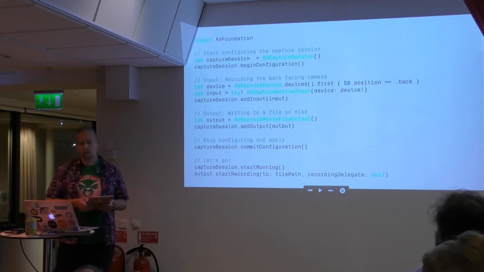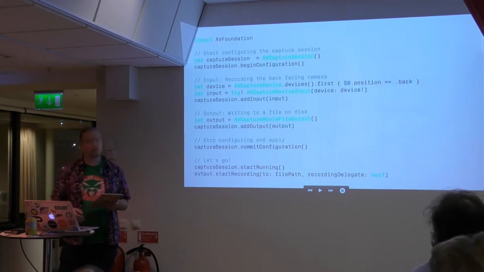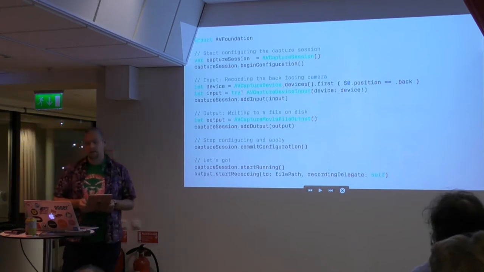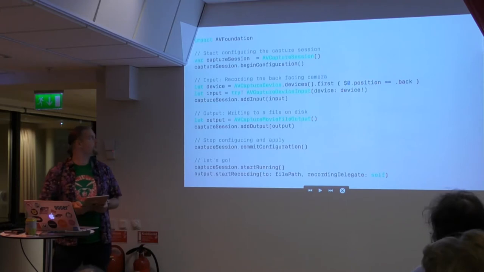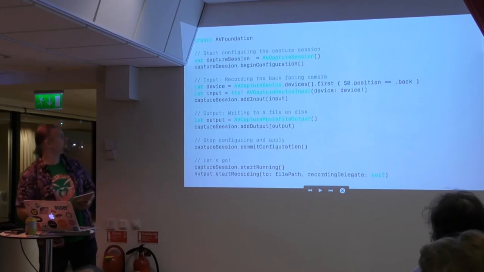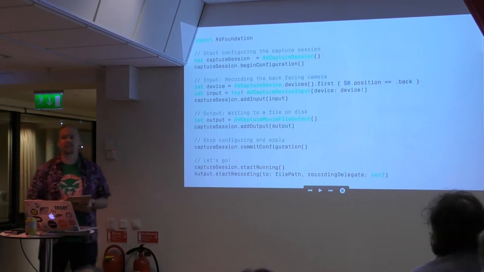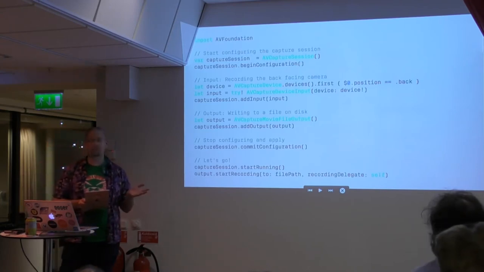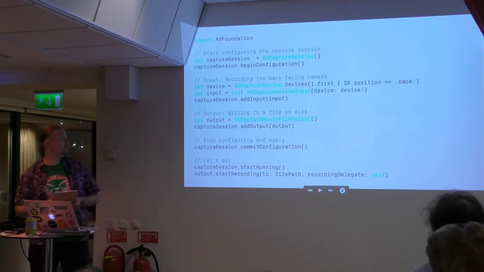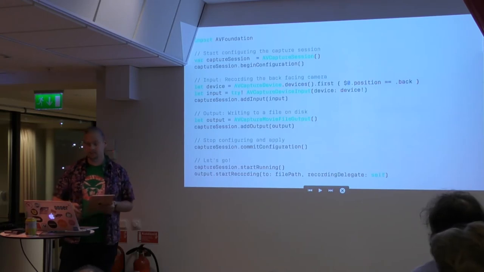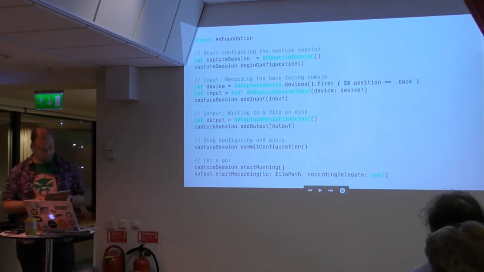So you begin configuration, you find the device you're interested in. In this case, I'm interested in the back camera. And I open it up with a try exclamation mark, because this is sample code. Please don't do it. I attach it to the capture session, and then I say, can you make a file out of this for me, please? And add this as the output. Commit it, start running, and start recording, and off you go. That's basically it.